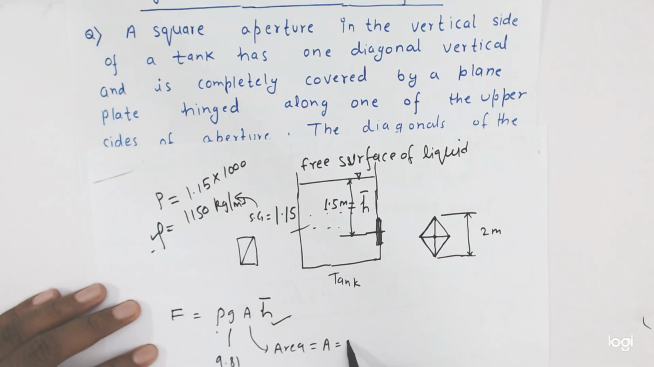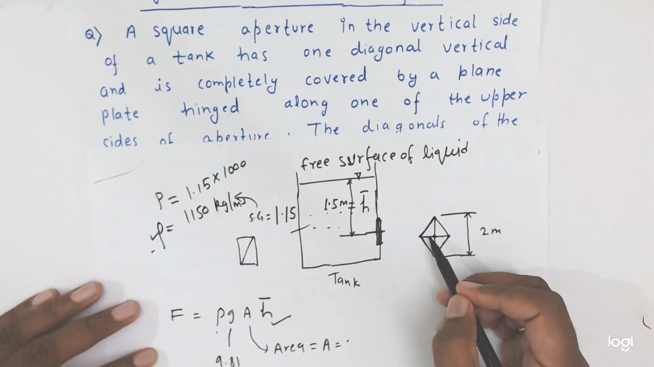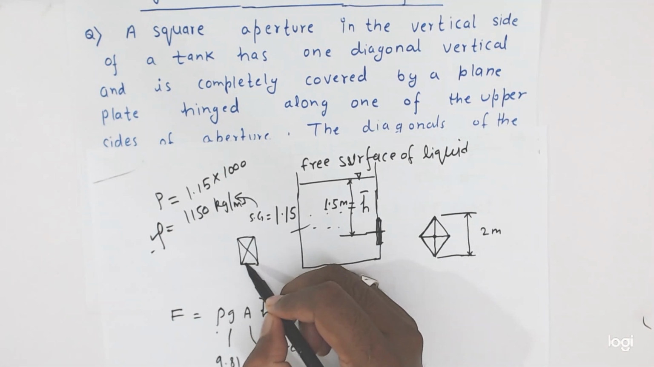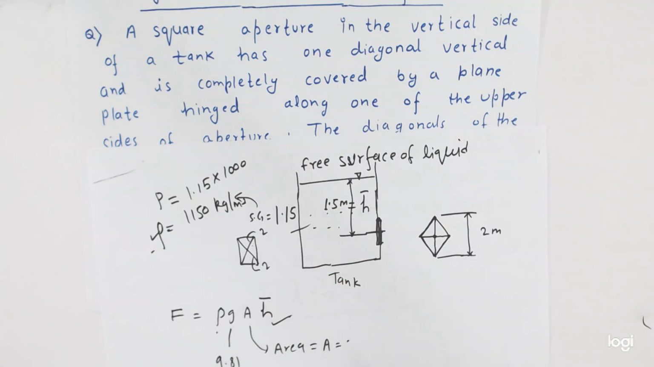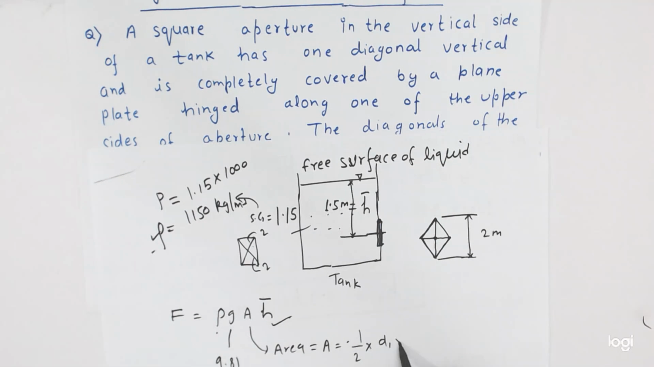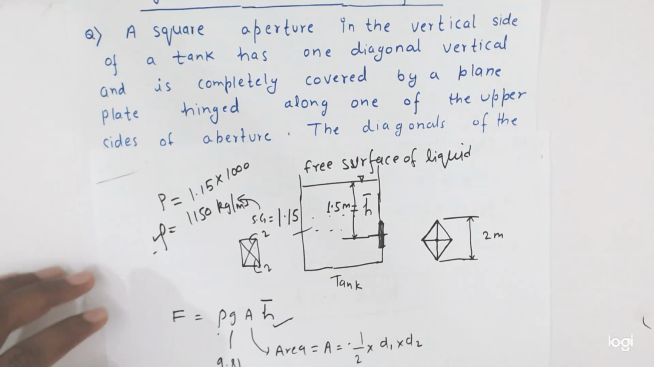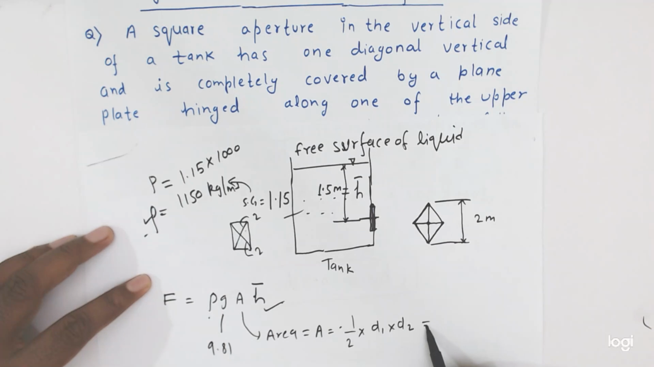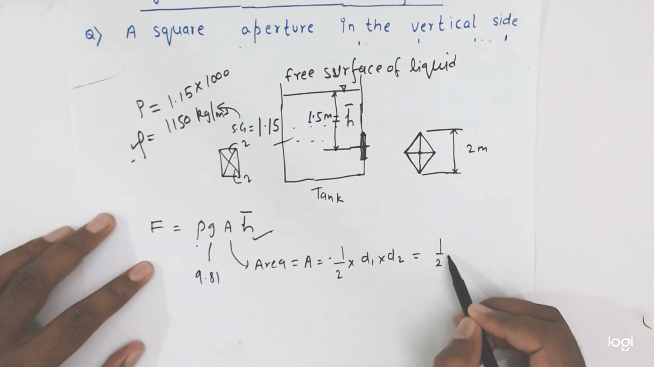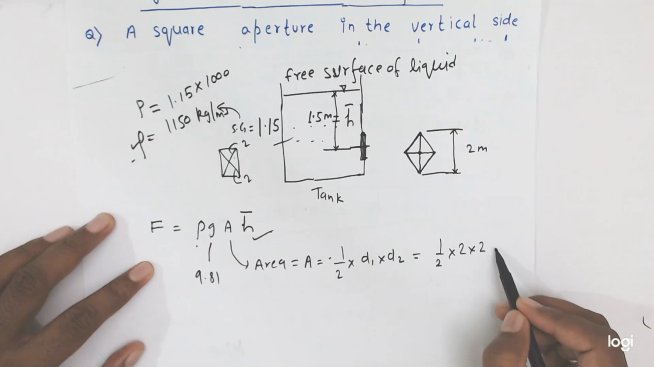Now we know, friends, the area of this square when the diagonal value is given. It means this is 2 meter and this is also 2 meter. So area is equal to 1/2 into diagonal 1 into diagonal 2, which is 1 by 2 into 2 into 2. It means 2 meter square area will come.